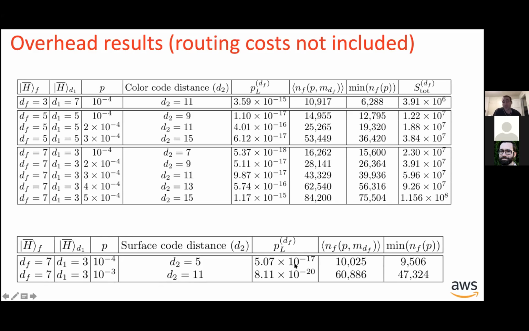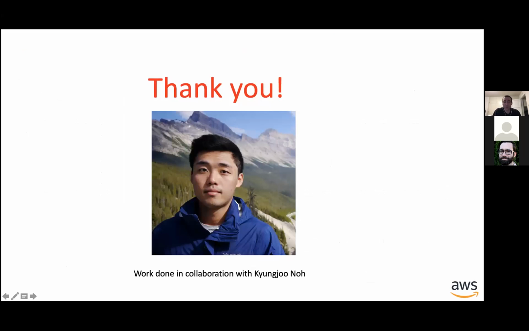And this gives failure rates that are on the order of 10 minus 20. The number of qubits that we need to do that is around 60,000. And if the failure rate is around 10 minus 4 instead of 10 minus 3, then we need around 10,000 qubits to get a magic state with a failure rate on the order of 10 minus 17. So that concludes my talk. Thank you very much.